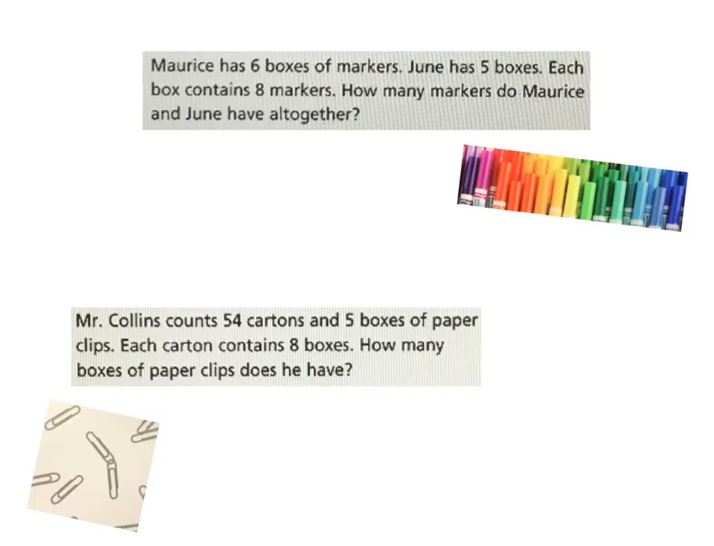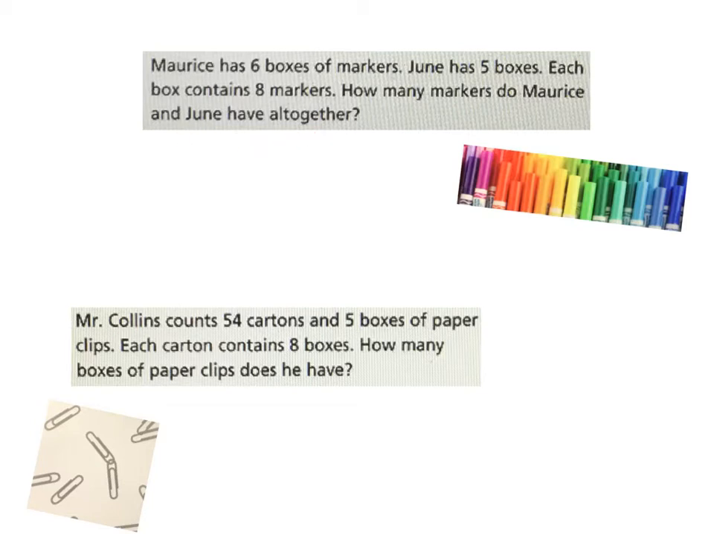So now we'll take a look at a few more problems and try to decide if it's multi-step or just 1 or 2 steps that we're doing. This one on top says Maurice has 6 boxes of markers. June has 5 boxes. Each box contains 8 markers. How many markers do Maurice and June have all together?